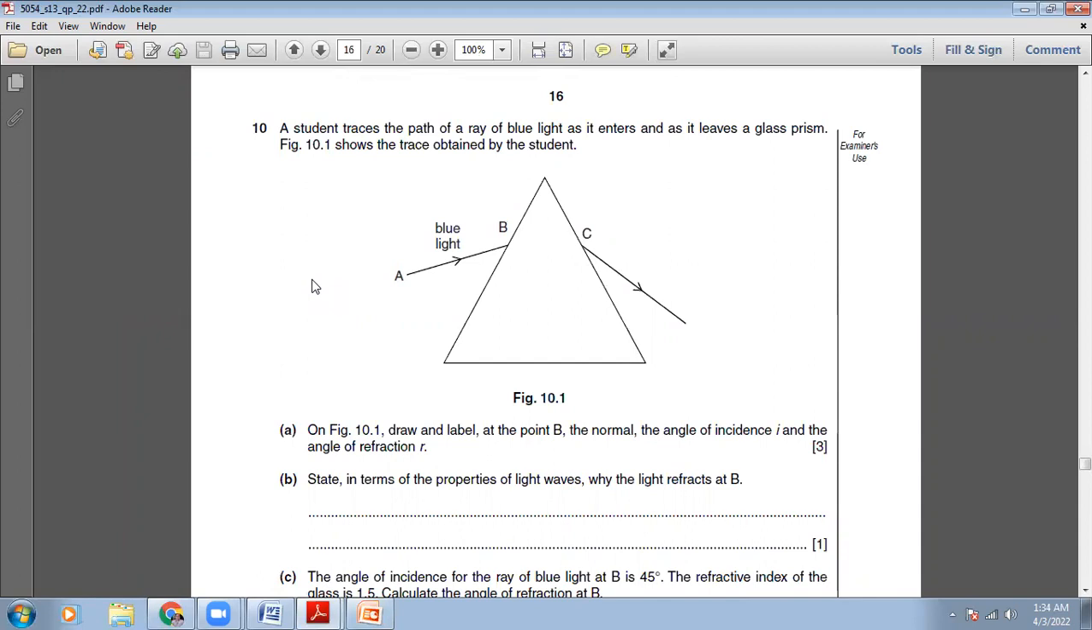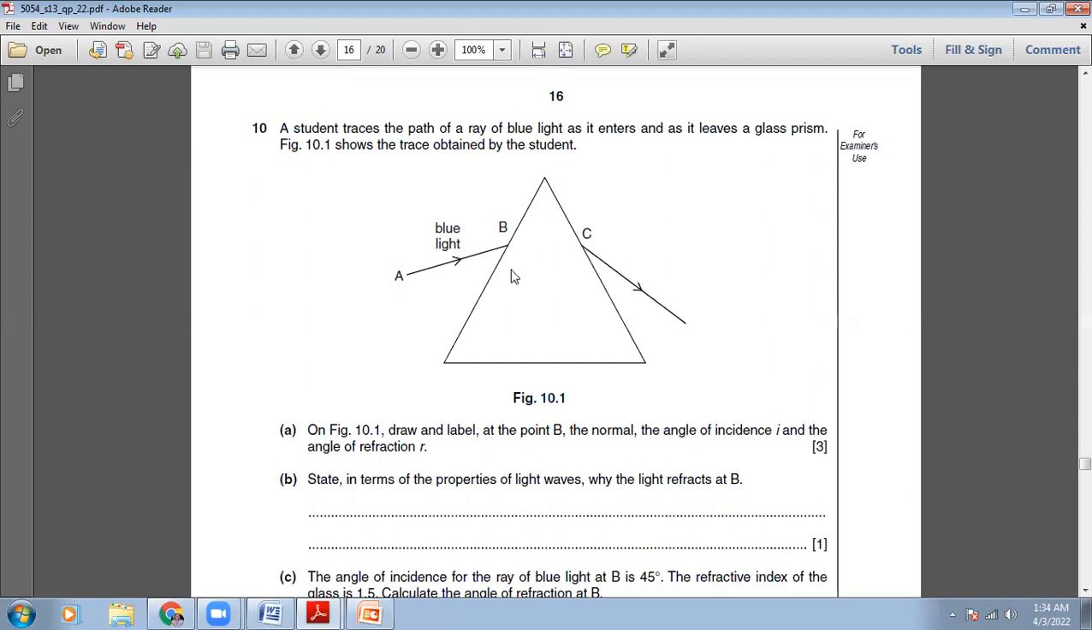A student traces the path of a ray of blue light as it enters and as it leaves a glass prism. Figure 10.1 shows the trace obtained by the student. In Figure 10.1, draw and label at the point B the normal, the angle of incidence i, and the angle of refraction. So what I will do, I will take a protractor and put it here. The crosshair of the protractor will be at this point of incidence. And then the zeros of the protractor will be on both sides, on this straight edge of the prism. So I will put the dot at 90 degrees and then I will draw that line.